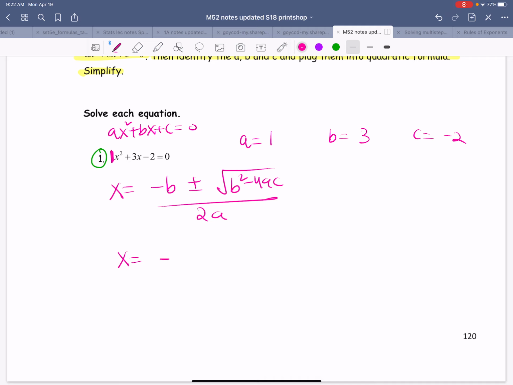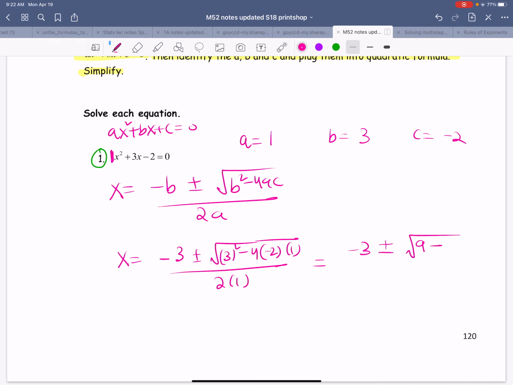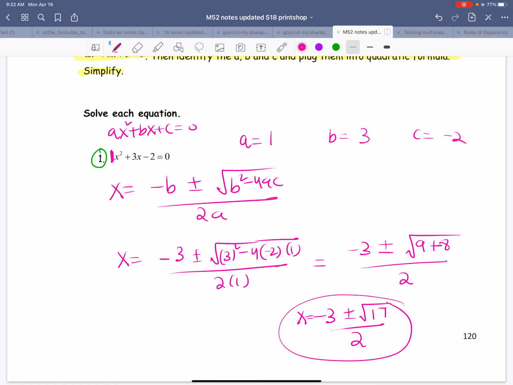All right, so negative b plus minus square root of b squared minus 4ac, divided by 2a. Negative 3 plus minus square root of 9. Negative 4 times negative 2 will be a positive 8, and if I multiply that by 1, it's still a positive 8, divided by 2. So x equals negative 3 plus minus square root of 9 plus 8, which is 17, divided by 2. And there are my two solutions.